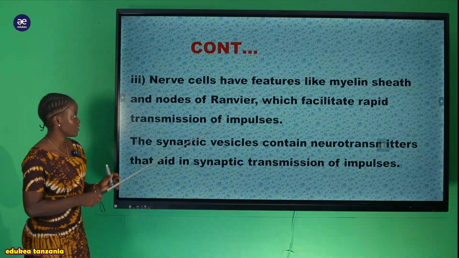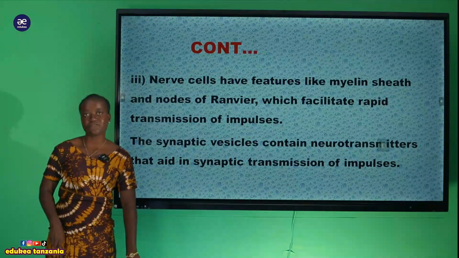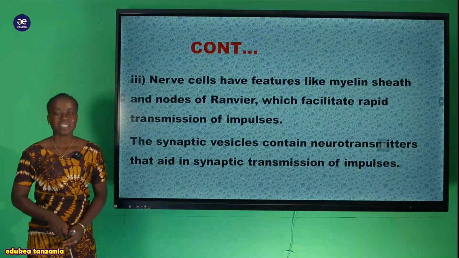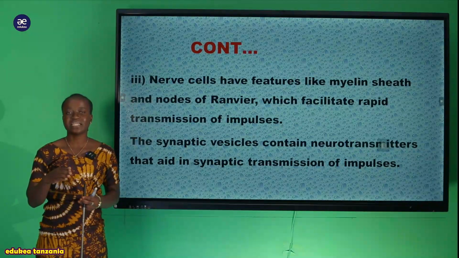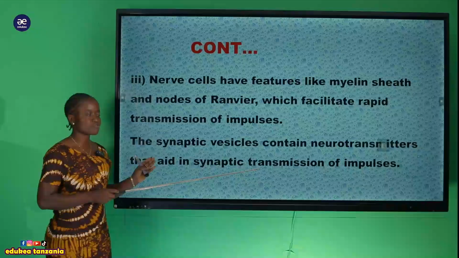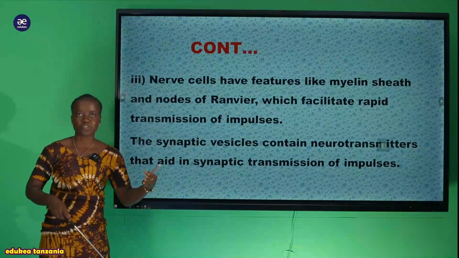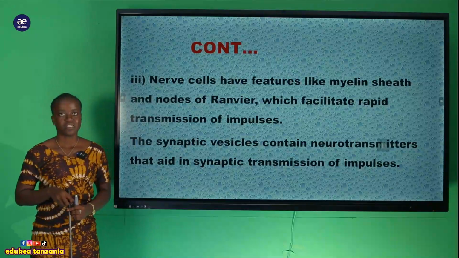But not only all these parts, but also we have the synaptic vesicles that contain different kinds of neurotransmitter. Here we are talking about noradrenaline. Those are the neurotransmitters that help in transmission of the nerve impulse in very fast motion.